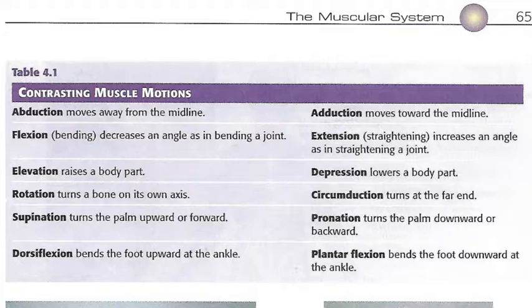Rotation turns a bone on its own axis. Circumduction turns at the far end. Supination turns the palm upward or forward. Pronation turns the palm downward or backward. Dorsiflexion bends the foot upward at the ankle. Plantar flexion bends the foot downward at the ankle.